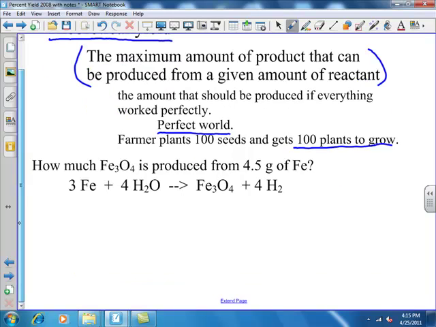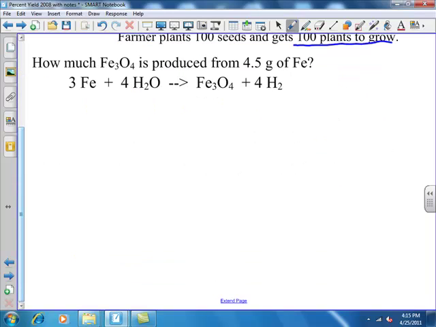Now, what we're going to look at here is a quick stoichiometry problem where I calculate how much Fe3O4 is produced from 4.5 grams of Fe. So this is just a mass-to-mass stoich problem. So I'd like you to go ahead and set that up and do that.